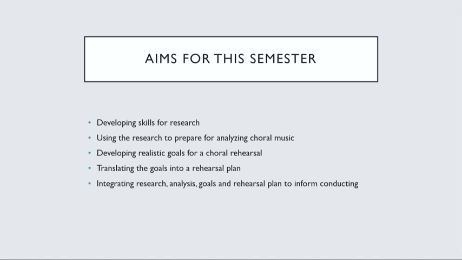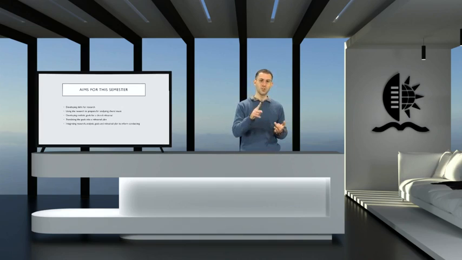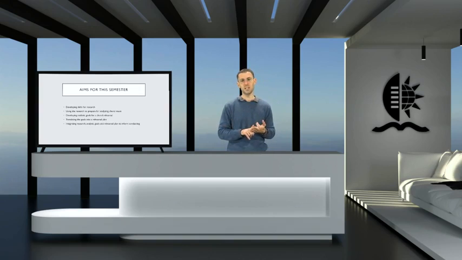what we're doing. The first thing is to develop skills for research. You might want to ask, why do we need to research when we are trying to learn how to be conductors? Okay, that's going to become clearer for you just now. Then, the second aim is to use the research to prepare for analyzing choral music. You've already done some analyzing, but I see that that needs a lot of work. So, how do we use the research that we do to prepare for analyzing choral music? Then, once we've learned a bit about analyzing choral music, how do we develop realistic goals for a choral rehearsal?